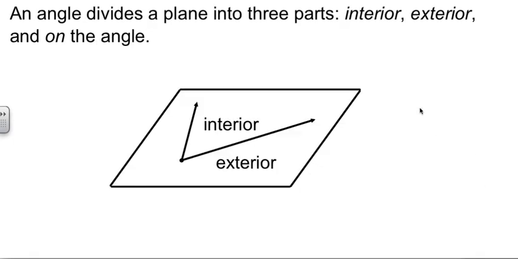When you have an angle, it splits the plane into three parts. You have the interior of the angle, the part that's inside it. You have the exterior of the angle, the part that's outside it. And then you have on the angle, if it happens to lie on one of those lines.